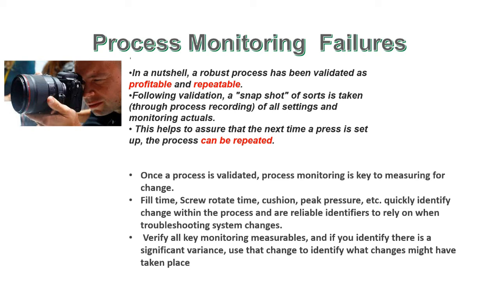Now, once a process is validated, process monitoring is key to measuring for change. Fill time, screw rotate time, cushion, peak pressure, etc. quickly identify changes within the molding process, and they are reliable identifiers to rely on when troubleshooting system changes. Verify all key monitoring measurables. And if you identify that there's a significant variance, use that change to identify what changes might have taken place.